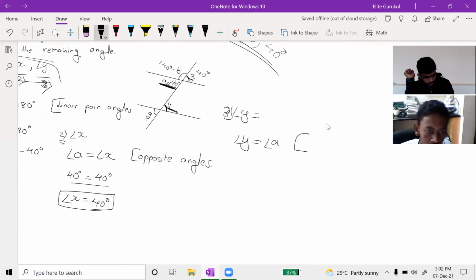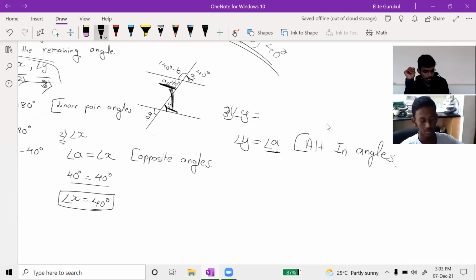Angle A is 40 degree, and we know that angle A and angle Y are equal. Yes or no? Yes, sir. Now tell me, which property we will use? Alternate interior angles. Now angle A is equal to 40 degree. Therefore angle Y is also equal to 40 degree.